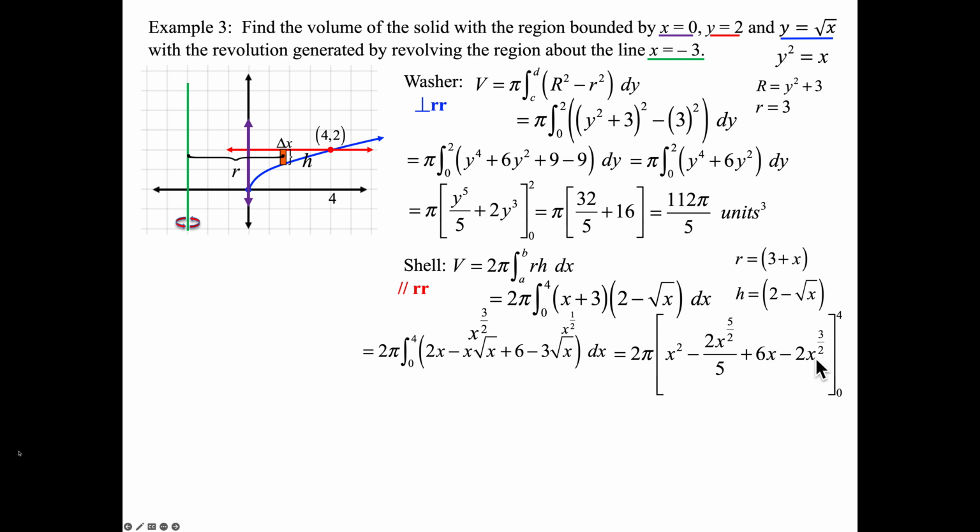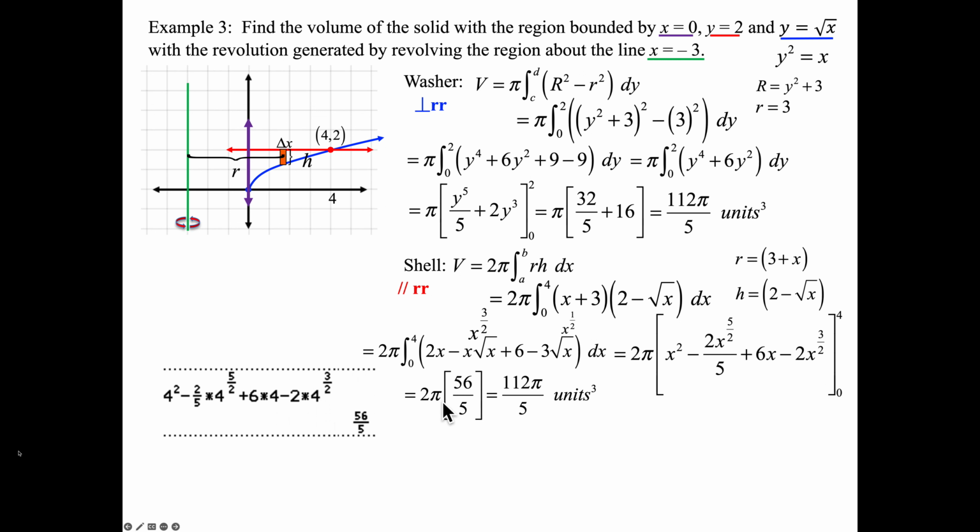Again, nice to put in a 0 for your lower bound. Everything's going to cancel out, so we just got to plug in the 4. So here, I'm sick and tired of crunching the numbers. I'm just going to plug in 4 squared minus 2/5 times 4 raised to the 5/2 power, plus 6 times 4 minus 2 times 4 to the 3/2. Just enter it in the calculator, and it gives me a fraction of 56 over 5. Which I multiply to my 2 pi.